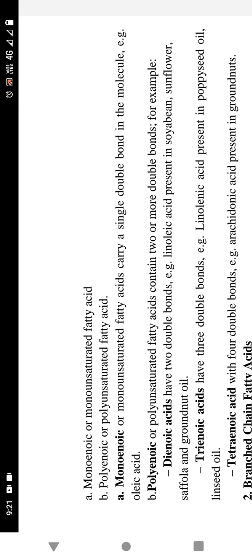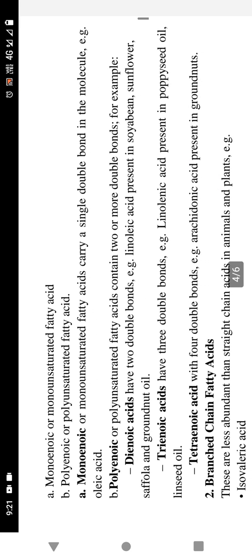Next, polyenoic or polyunsaturated fatty acids contain two or more double bonds. For example, dienoic acids have two double bonds. Example, linoleic acid of soybean, sunflower, safflower, and groundnut oil. Next, trienoic acids have three double bonds. Linolenic acid is present in poppy seed oil and linseed oil. Next, tetraenoic acid with four double bonds. Example, arachidonic acid present in groundnuts.